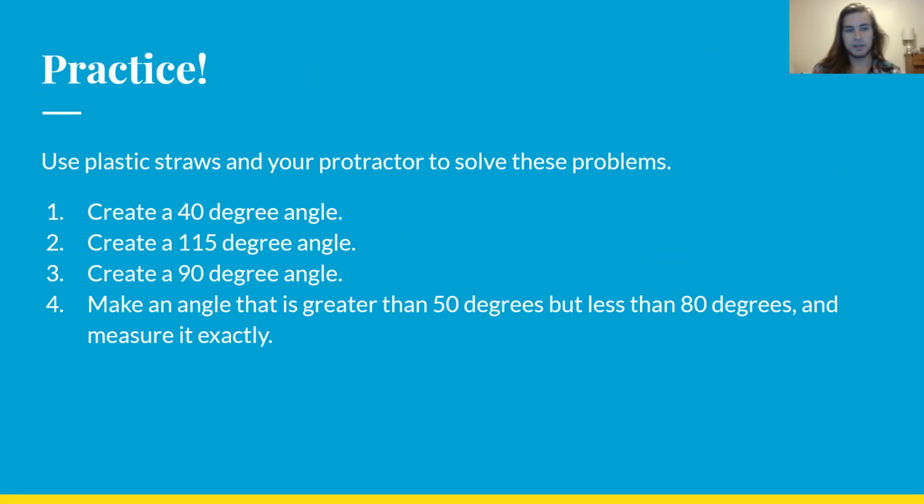But let's go back here and go over these questions. First, create a 40-degree angle. Then you'll create a 115-degree angle. Then the third one, you'll create a 90-degree angle. And then the fourth one is going to be a little interesting. Make an angle that is greater than 50 degrees, but less than 80 degrees, and measure it exactly. So this one, I'm not giving you a specific value, but I want you to look at an angle and be able to tell, oh, this falls under this range here. So work on that a little bit.